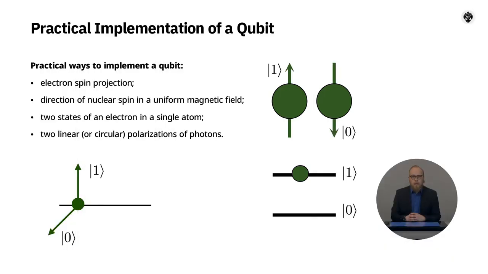Although a qubit's superposition property might seem strange or even unlikely, its existence has been proven experimentally many times. For the practical implementation of qubits, quantum mechanical systems are used that have only two basic states. For example, this can be projections of the electron spin, the direction of the nuclear spin in a uniform magnetic field, two linear or circular polarizations of photons, two states of an electron in a single atom, as well as others.